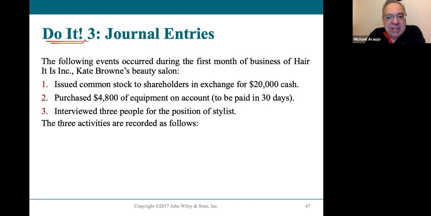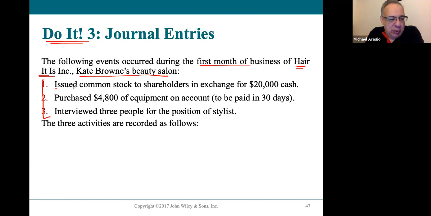So let's take a look at these events. This is Kate Brown's Beauty Salon, and it's called Hair It Is. But here it is, Kate Brown's Beauty Salon. It's their very first month of business, and they have 3 transactions that we need to analyze and see if they need to be journalized.